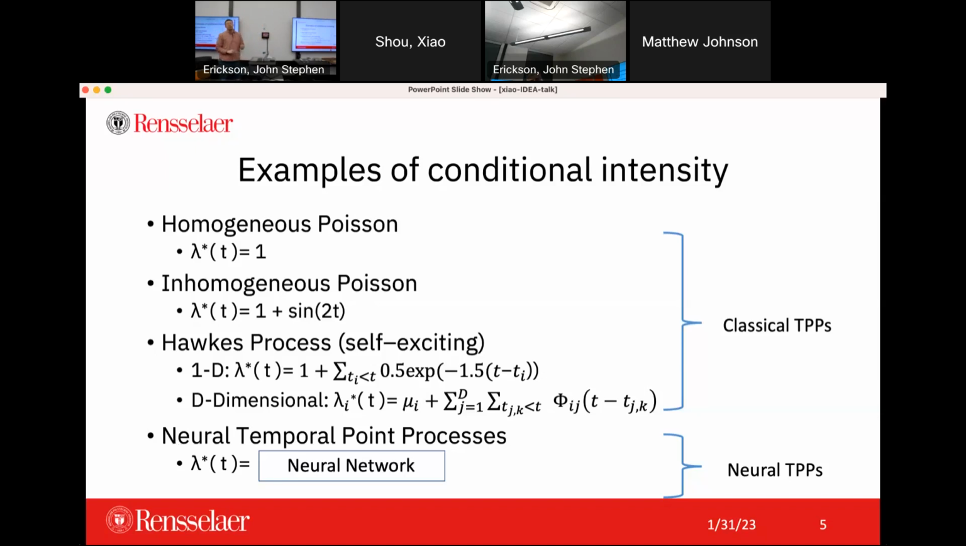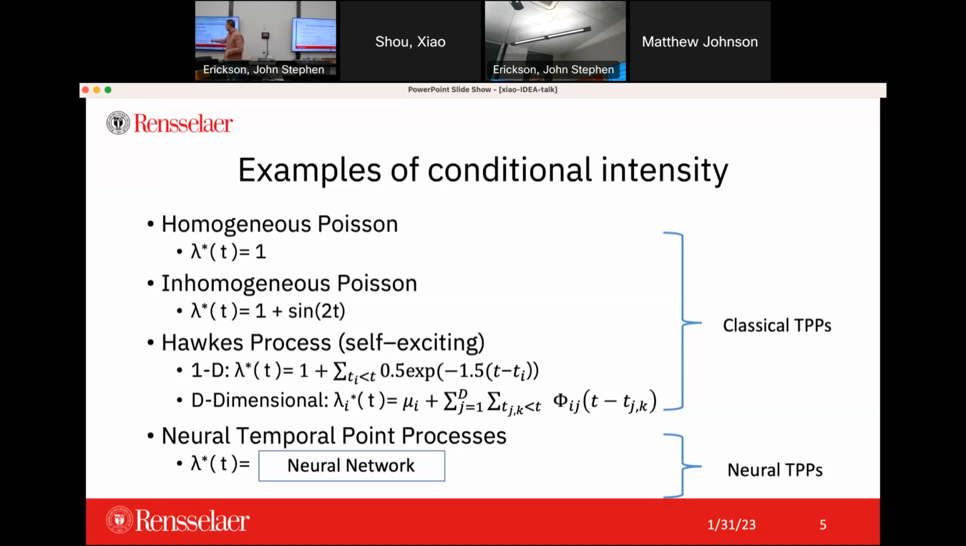And then the D-dimensional case is where you have many types, and one type will trigger another. You can think of maybe a social network, where there are different tweeting events. If you tweeted something, maybe with a hot topic, then someone else will tweet again, so there will be a clustering effect, right? You can think of this, and you also hear the words neural temporal point process. Essentially, that is to model this function with a neural network, right? Instead of a parametric form, now you have a neural network to model that function.